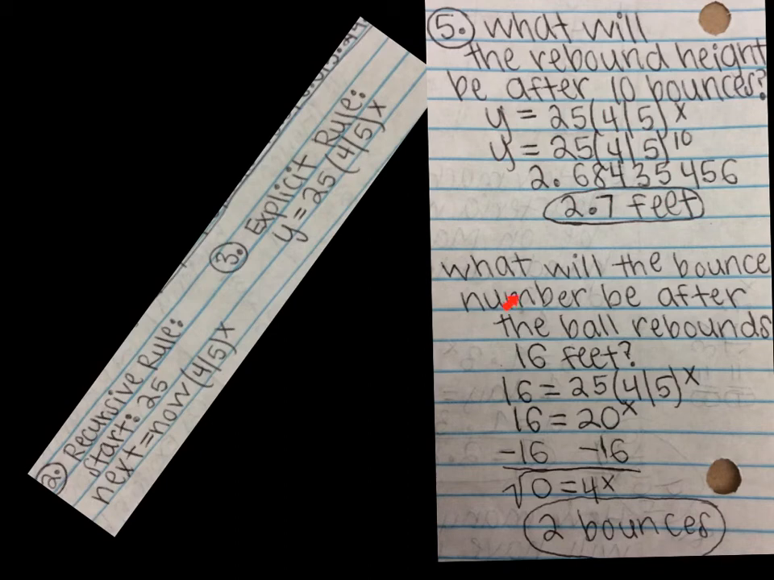We plugged in the bounce number, we plugged in 16 for y to find the bounce number. We multiplied 25 and 4 over 5 to the x and got 16 equals 20x. We subtracted both by 16 and got the square root of 0 equals 4 to the x, which is 2 bounces.